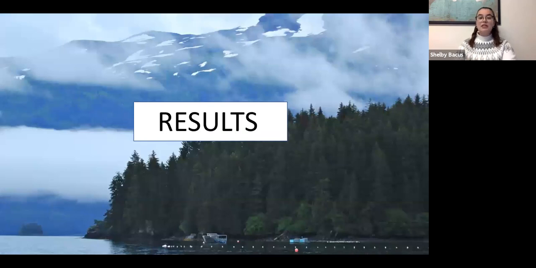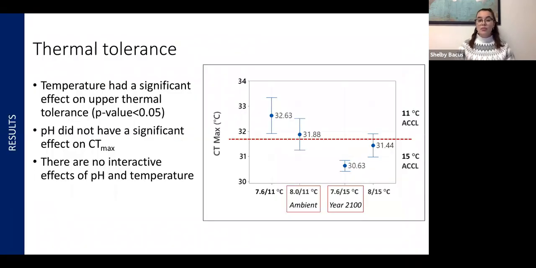Now, we do have preliminary results, and we'll start with our thermal tolerance experiments. What we can see in the figure on right is that we have our CT max on the y-axis, and CT max is the critical thermal maximum of Lania, or the temperature at which they expire. On our x-axis, we have our 4 different treatments, and on our plane, we have points which represent the mean CT max for each treatment, and error bars which represent the standard deviation.